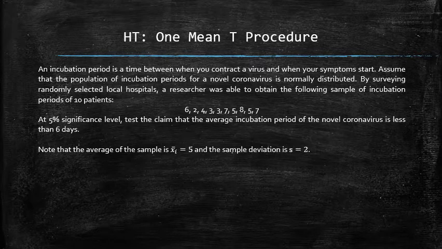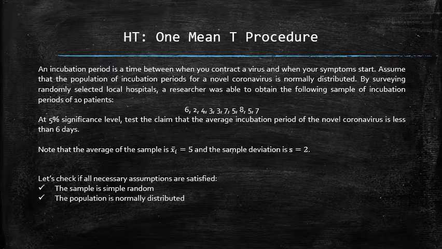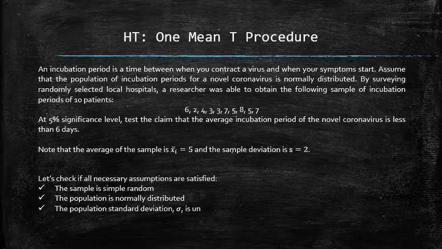Before we begin the one-mean t procedure, let's check if all necessary assumptions are satisfied. The sample must be assumed simple random. If not, then the results of the test are invalid. The central limit theorem must be applicable, so either the population must be normal or the sample size must be greater than 30. In our case, the population is given to be normal. The population standard deviation is unknown, but we found the sample standard deviation as s equals 2.